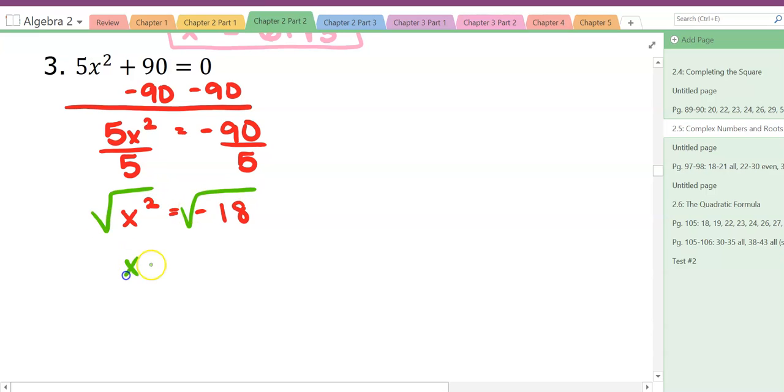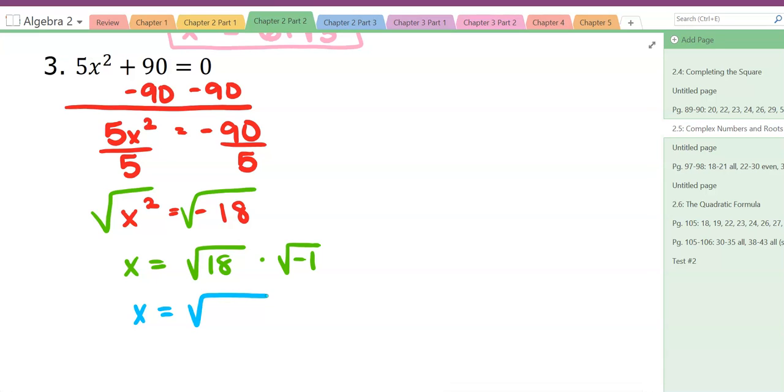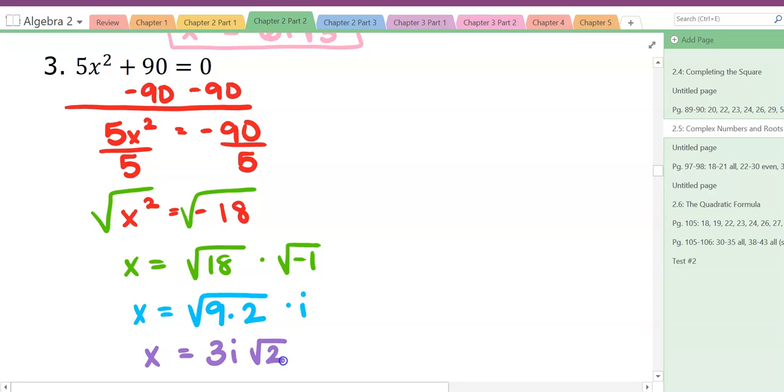So you can rewrite this so that it's x equals the square root of 18 times the square root of negative 1. What perfect square goes into 18? Or 9, 16, which one of those is going to work? 9. 9 times 2, right? So then the square root of negative 1 is an i. What's the square root of 9? 3. So we get 3 and the i, square root of 2.